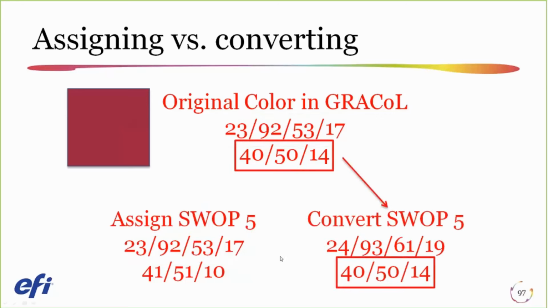Well, what if I did a conversion? If I did a conversion, it's going to say, this is the LAB value I want. And it's going to say the LAB value has to be correct on the output device, so come up with a new recipe. So assigning keeps the recipe, converting keeps the result, what I want.